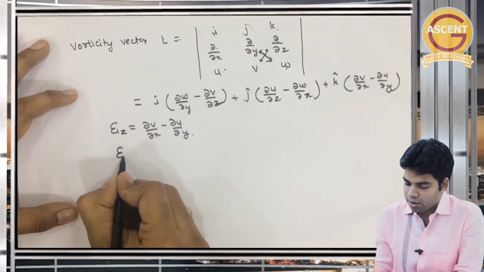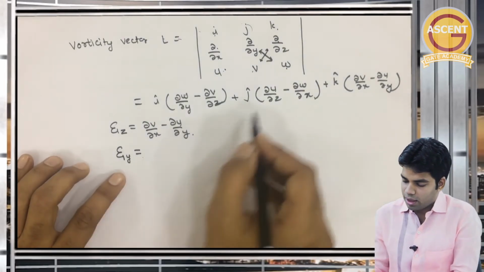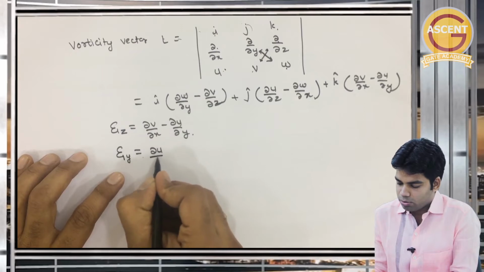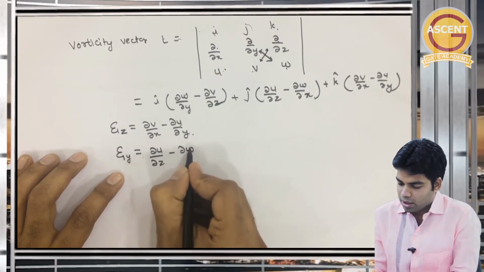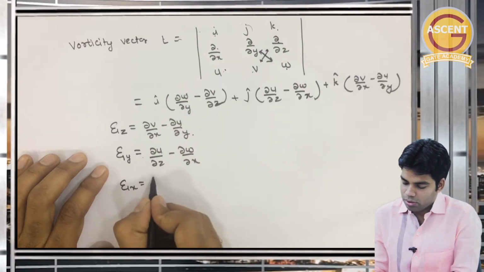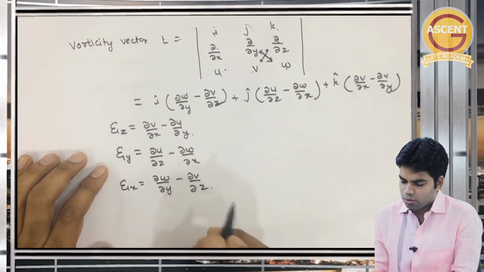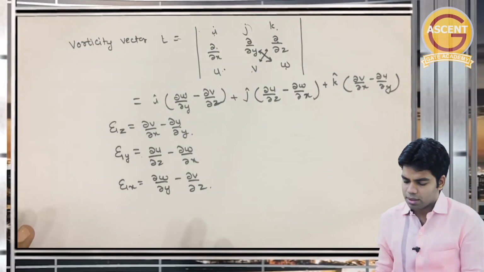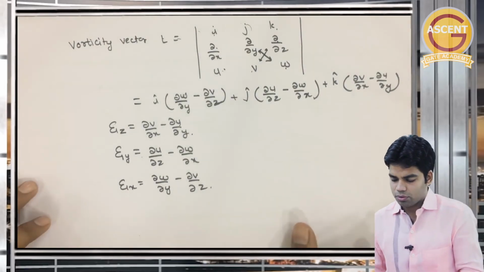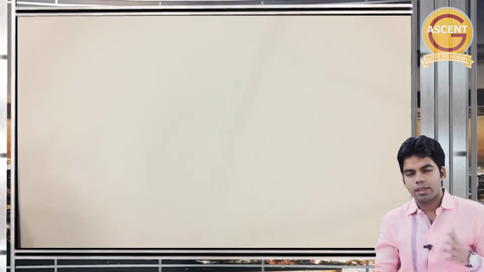Similarly, if you want to calculate zeta y, this will be equal to del u by del z minus del w by del x, and similarly zeta x will be equal to del w by del y minus del v by del z. So okay, this is how you can easily remember this. You will not be confused with this. Getting this? Okay, now I told you about the rectangular element.